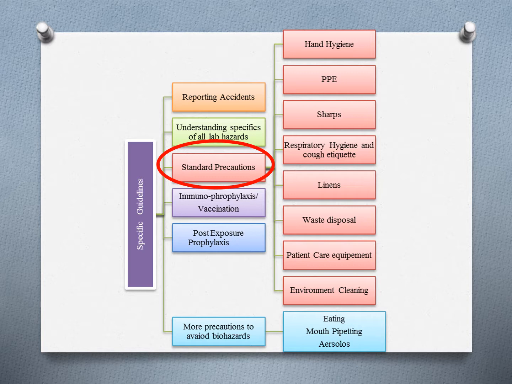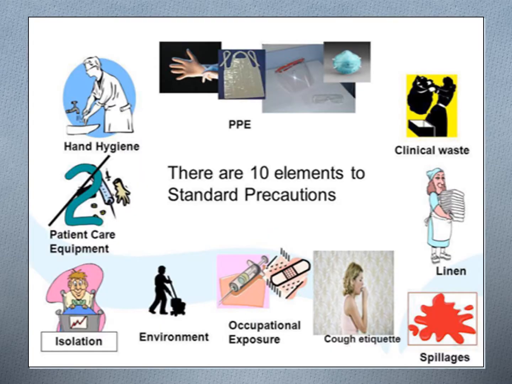However, as you can see in the picture, there are multiple elements under standard precautions, which cover a wide range of activities performed in a healthcare facility and therefore make it a critical component of safety. Broadly speaking, there are 10 elements to standard precautions.